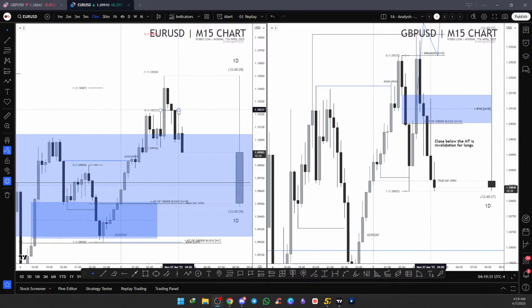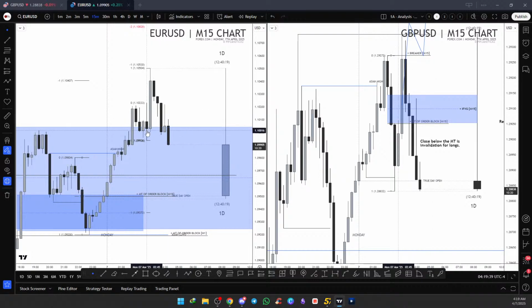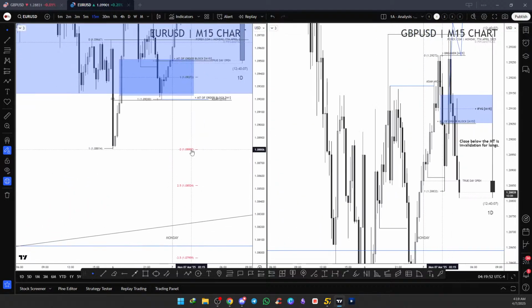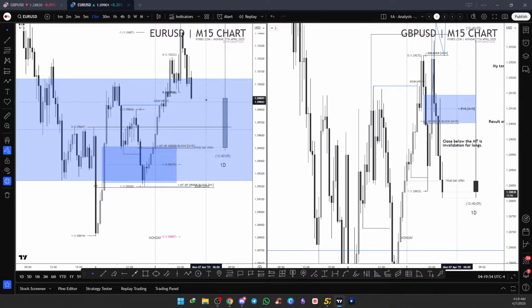See guys, we also have a manipulation here. So this moves up higher, takes out external liquidity, and it breaks down lower. So it's not ideal for us to take a long entry here. Let's wait. Okay, it aligns with this low as well.